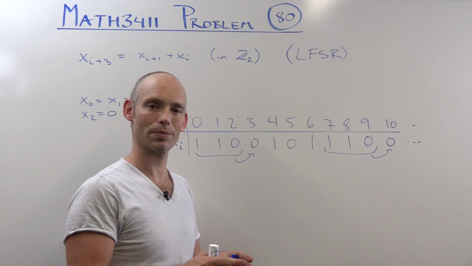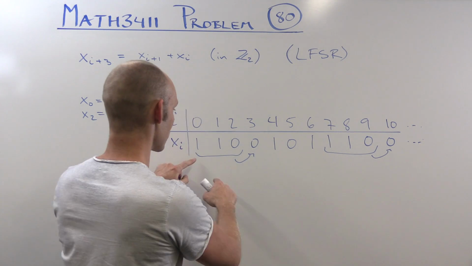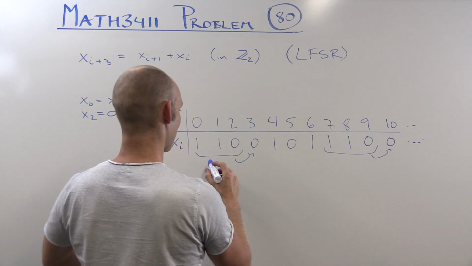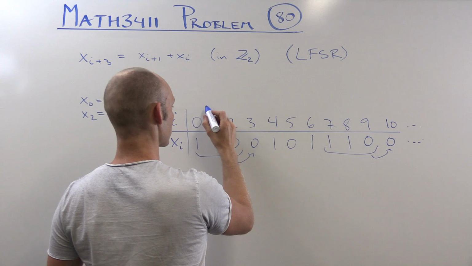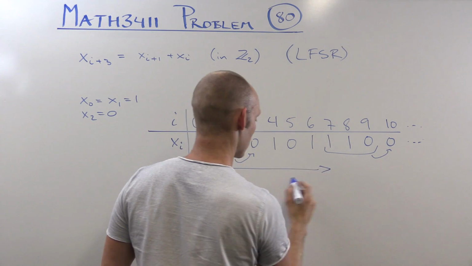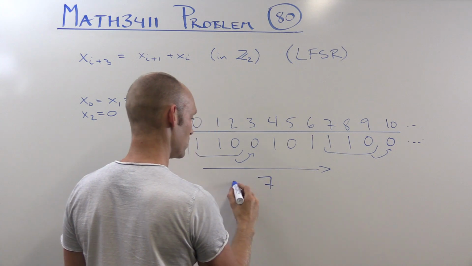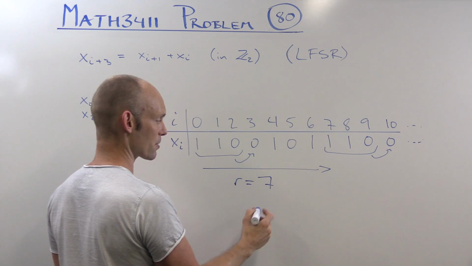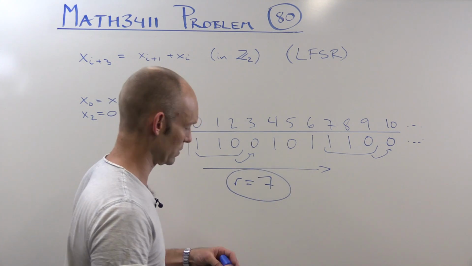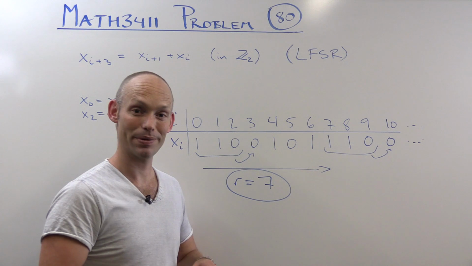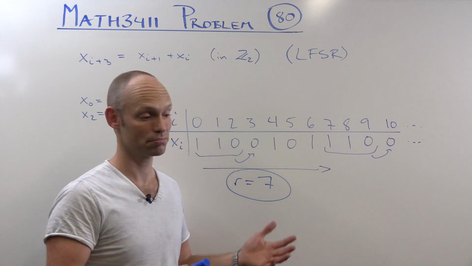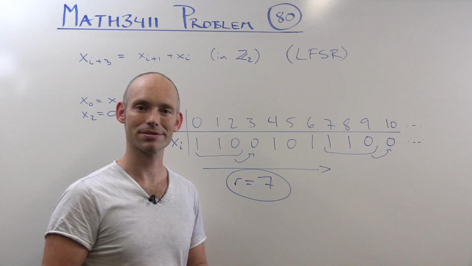What's the repetition length? And you can just see here, we started in 0 and we went to 7. So the distance from 0 to 7 is just 7. So the repetition length is exactly 7. And that's not all that big a repetition length. That doesn't give us a whole lot of randomness, but it illustrates our point in this situation.